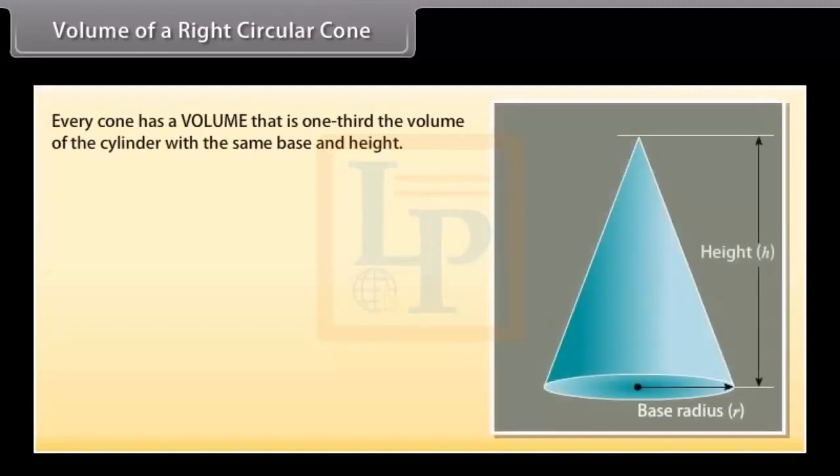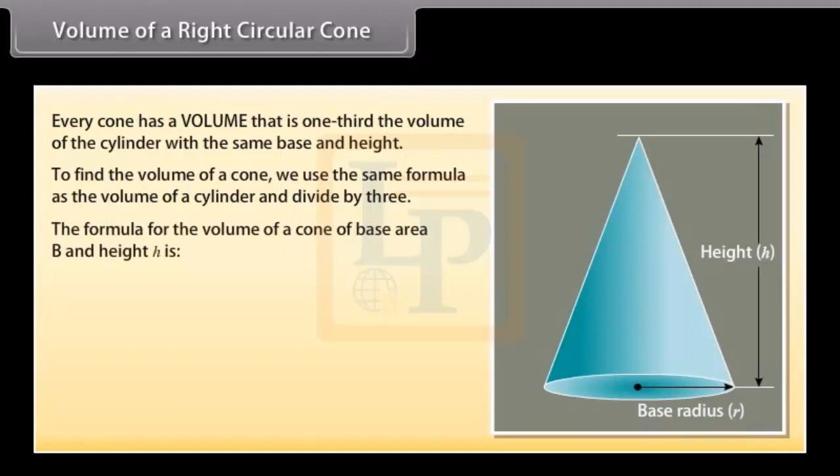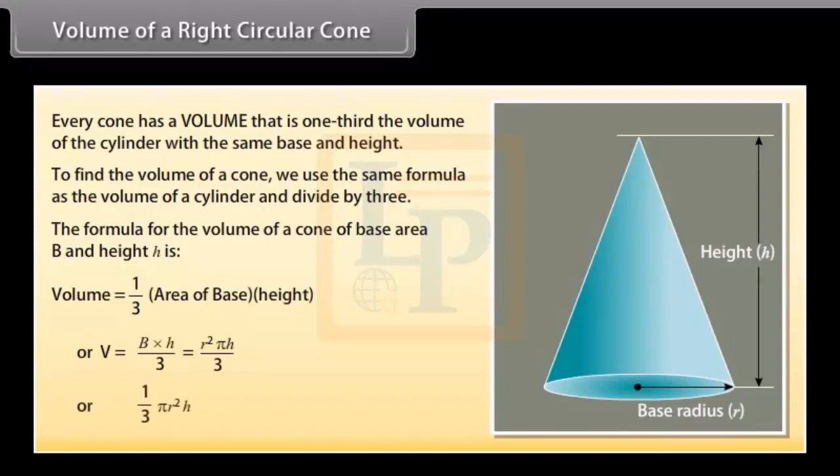Volume of a right circular cone. Every cone has a volume that is 1/3 the volume of the cylinder with the same base and height. To find the volume of a cone, we use the same formula as the volume of a cylinder and divide by 3. The formula for the volume of a cone of base area B and height h is volume equals 1 upon 3 into area of base into height, or V equals B into h whole upon 3, equal to r² pi h whole upon 3, or 1 upon 3 pi r² h.